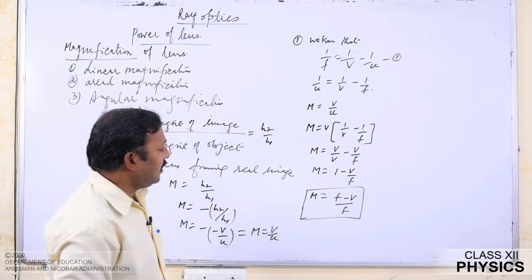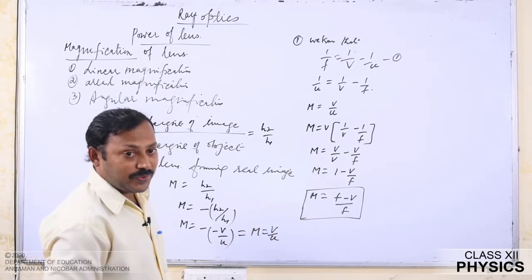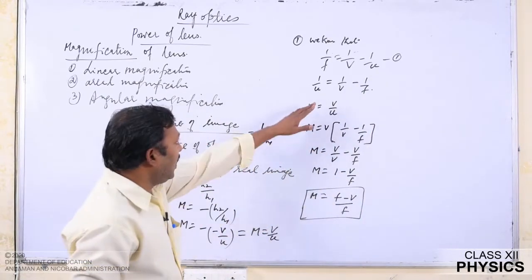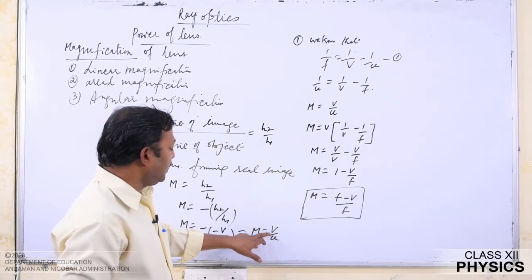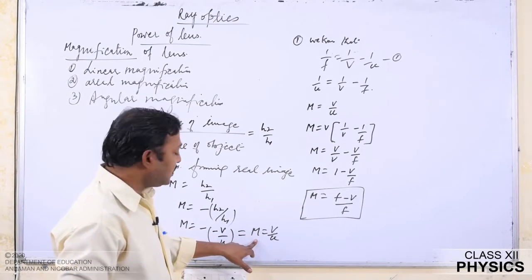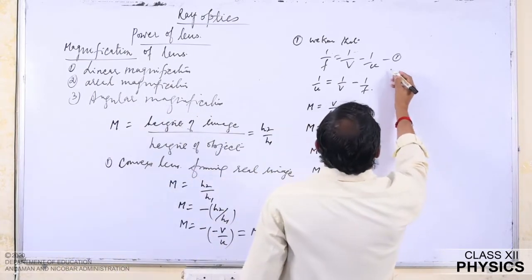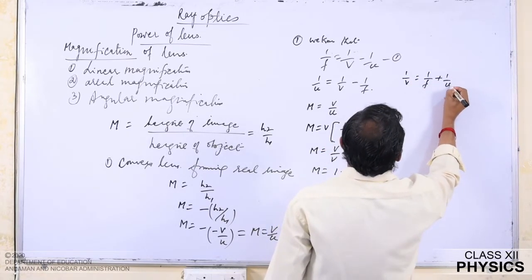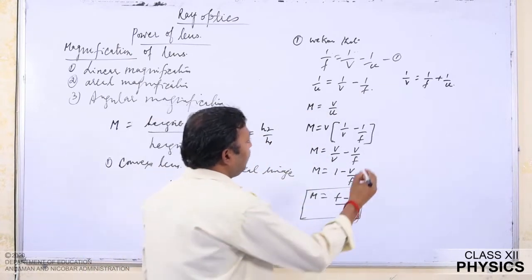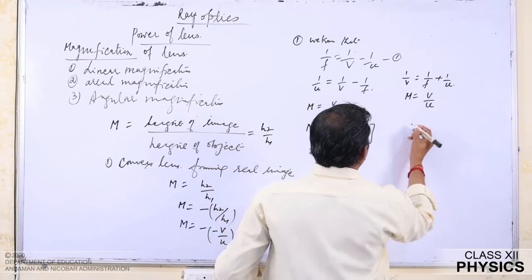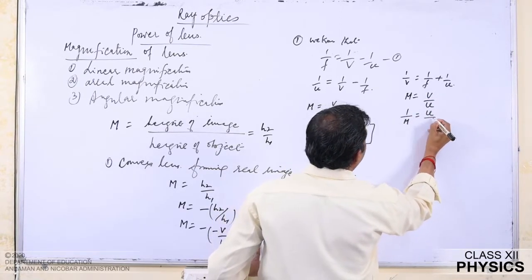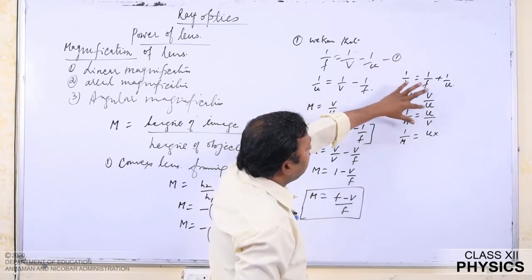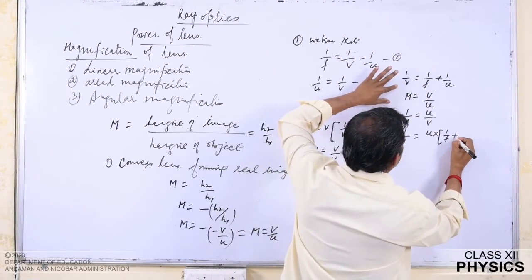Next we will try to see the formula for magnification in terms of focal length as well as object distance u. Again we will take the value of v and substitute that value of v in the magnification to get the relation of magnification in terms of focal length as well as object distance. So from equation 1 we have 1 by v is equal to 1 by f plus 1 by u. Now from the magnification formula, we have m is equal to v by u, or we can write this as 1 by m is equal to u by v, or 1 by m is equal to u multiplied by the value of 1 by v, which is 1 by f plus 1 by u.